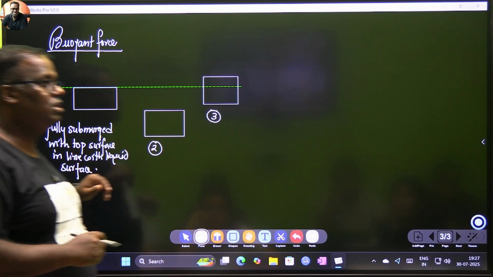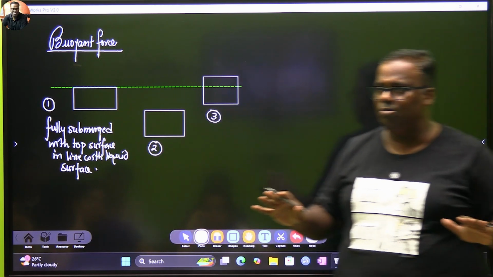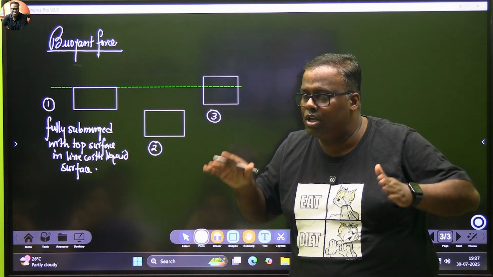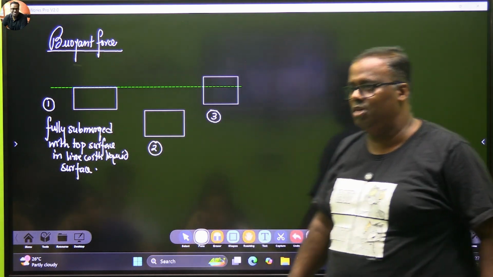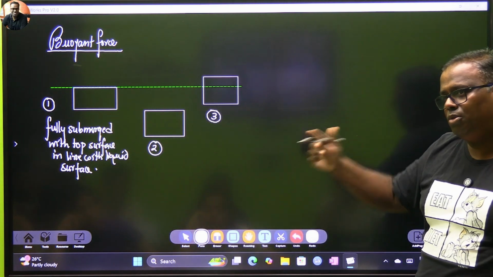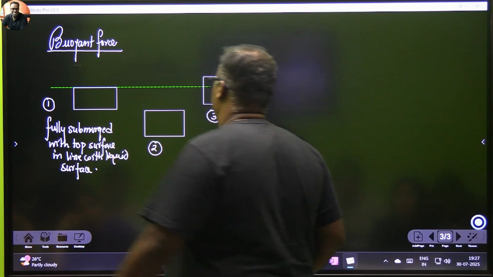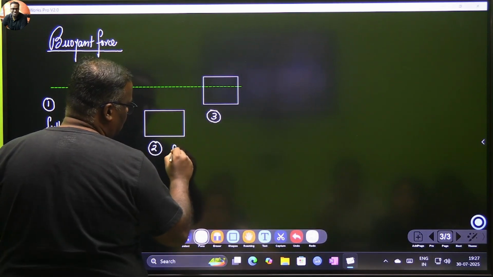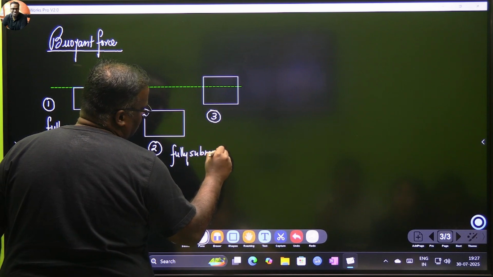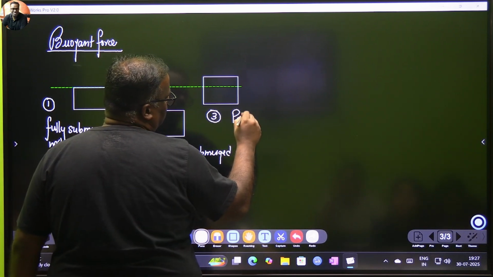Have you understood this? You are immersed in such a manner that you have not sunk under the water. It's a very stylish condition. You are just at the water surface, but your whole body has gone inside. Imagine this as a piece of wood. The piece of wood has gone exactly below the water, right at the water surface. Okay? Fine, we will call this fully submerged, and this we will call partially submerged.